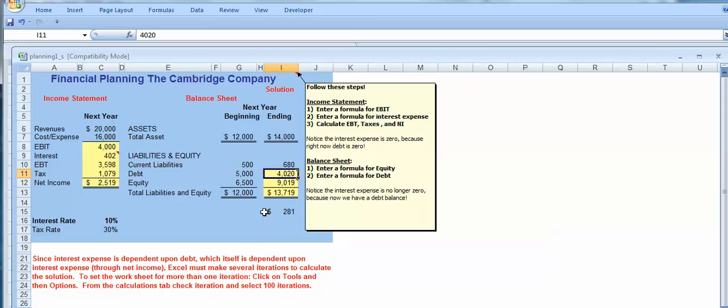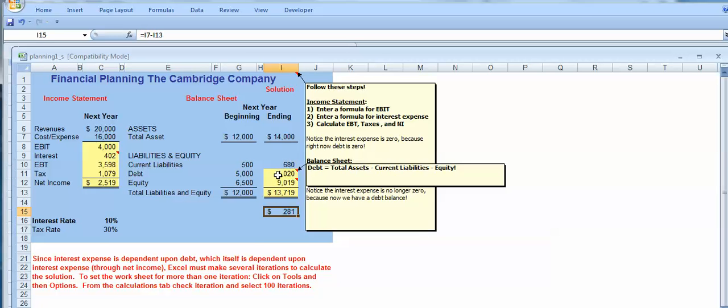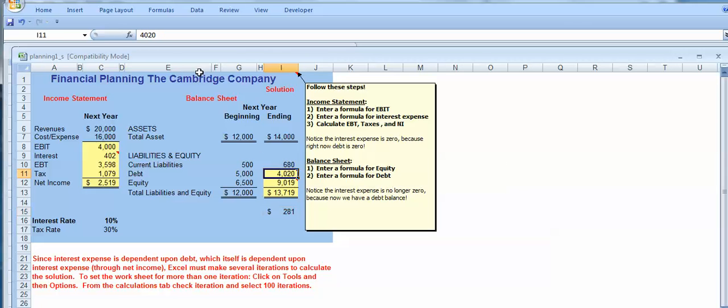But notice, our balance sheet still doesn't balance. We had retained earnings go down, so we need to borrow a little bit more than $4,020. We need to borrow an additional $281. So let's put in $4,020 plus $281. And again, let's watch what happens to our net income. It will go down from $2,519 down to $2,499. Our retained earnings or equity also goes down.